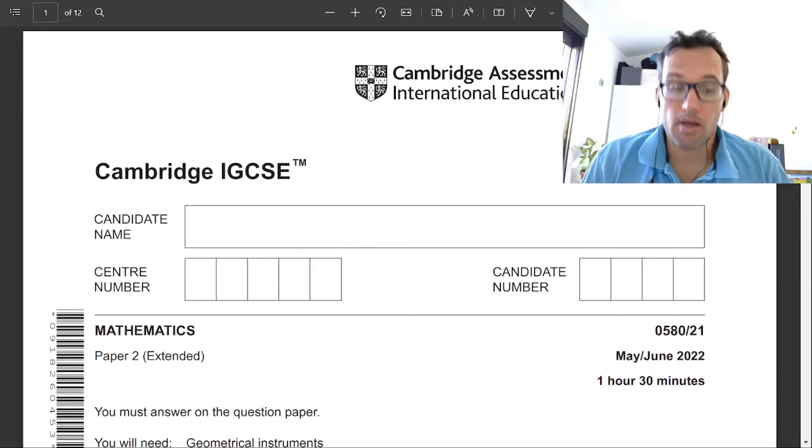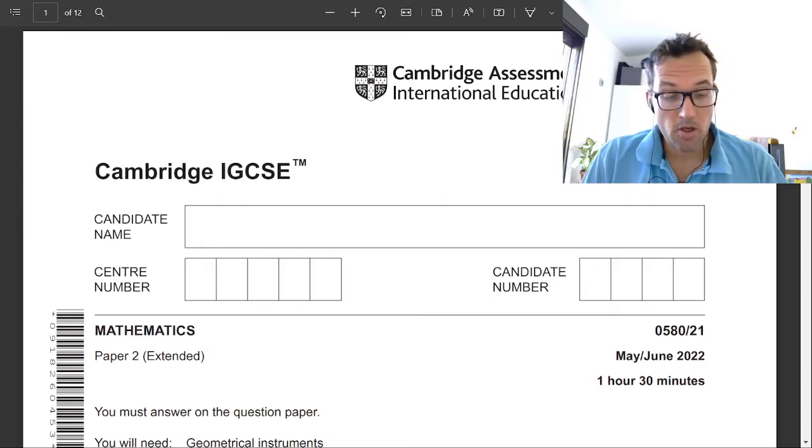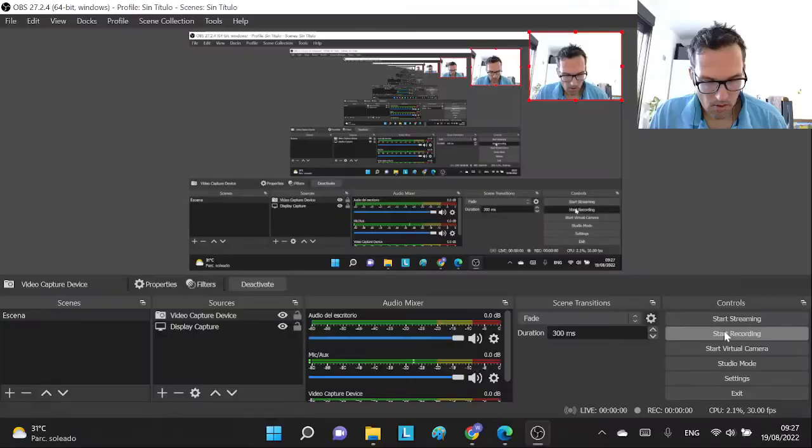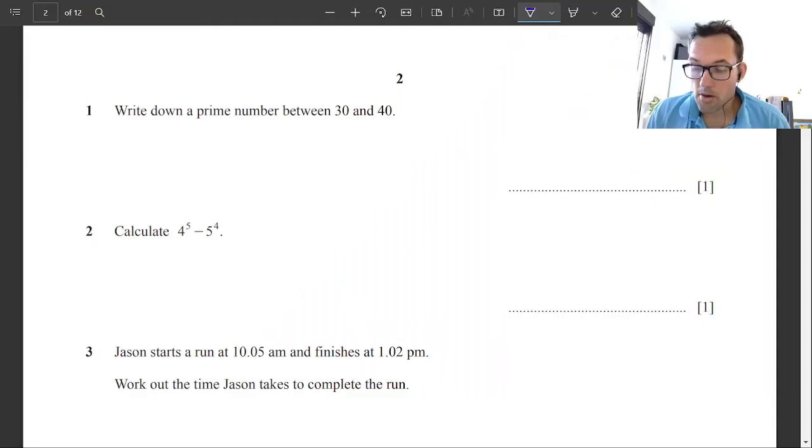Today we're doing the May-June 2022 paper 21 extended. Let's go. Question 1, write down a prime number.